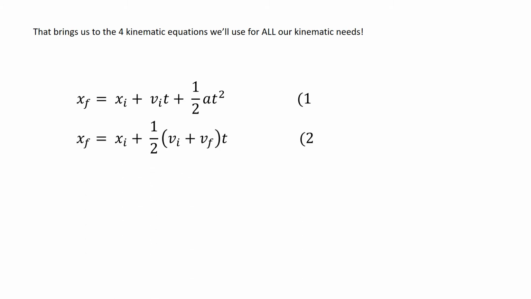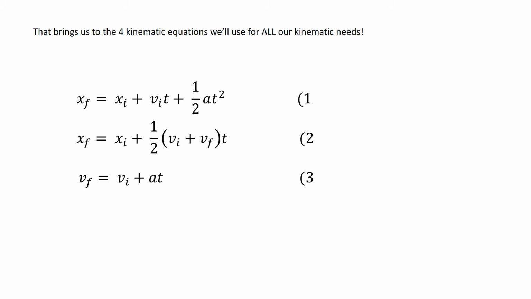Here's the second equation. The second equation does not have acceleration in it, but it does have your initial and your final velocity. x final is equal to x initial plus 1/2 (v initial plus v final), all of that times t. You're effectively finding an average velocity, that's the 1/2 (v initial plus v final), over time to give you your final position. So if you don't have acceleration, you would use this equation.